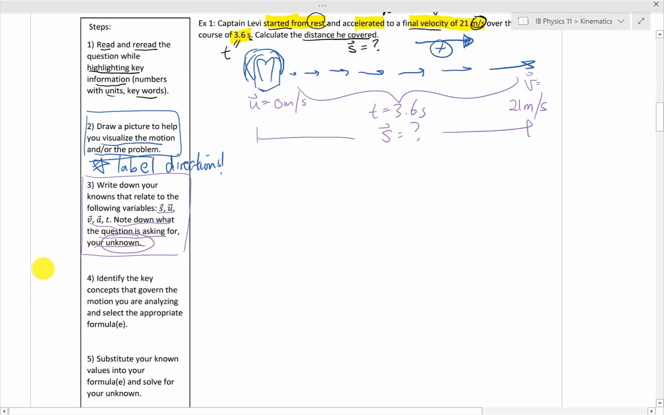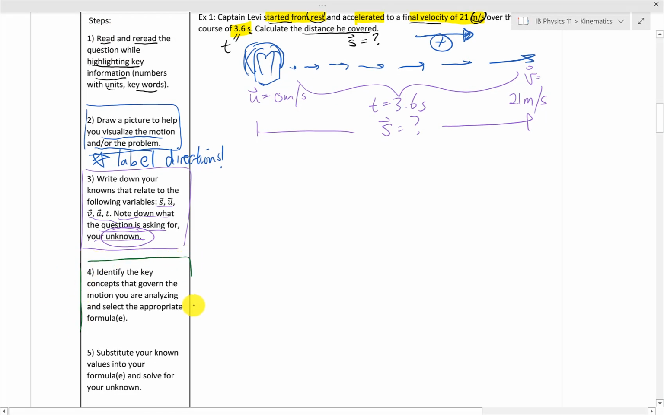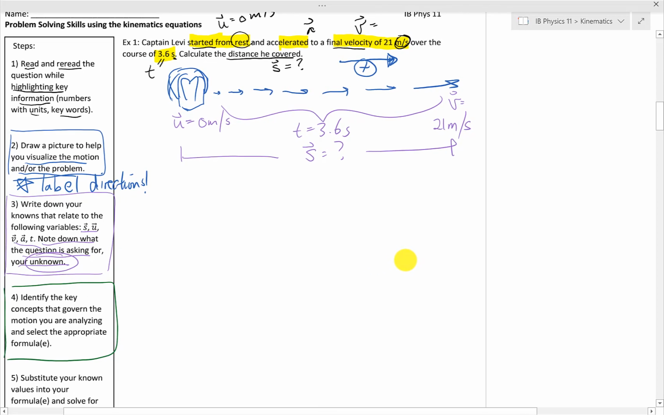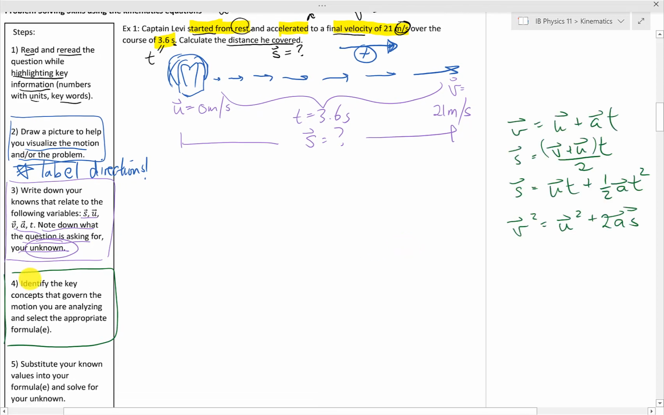The next step we have is, now that we know our problem, we can now try to find something in our toolbox that we can use. So what I like to do is, when I am doing these problems, I like to have the equations right beside me. So I'm going to quickly write them down. Based on what we have, let's see which equation best suits our needs. So we have initial velocity, time, final velocity, and we need the displacement.